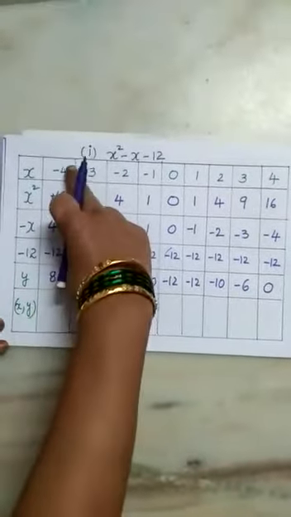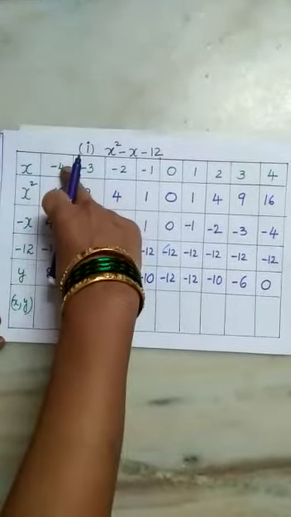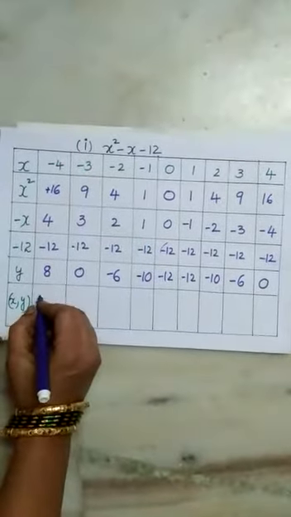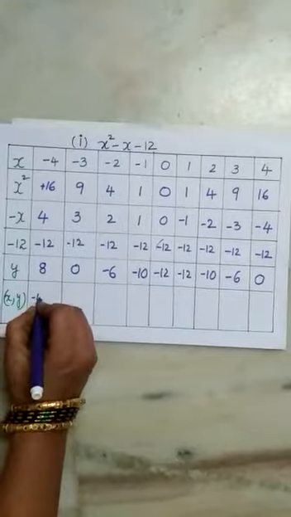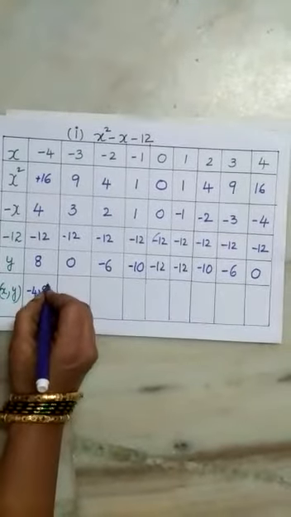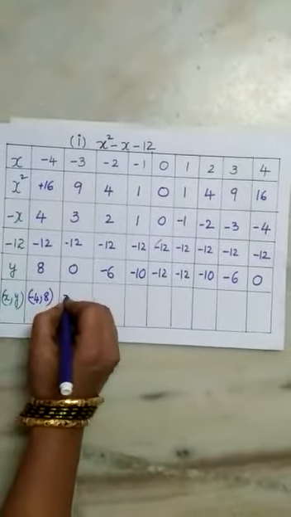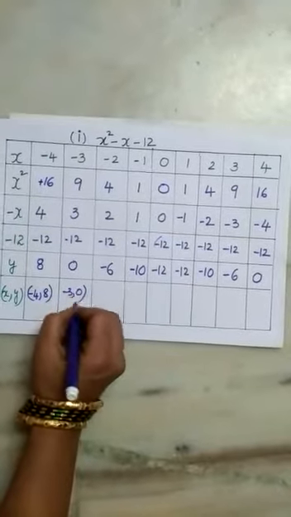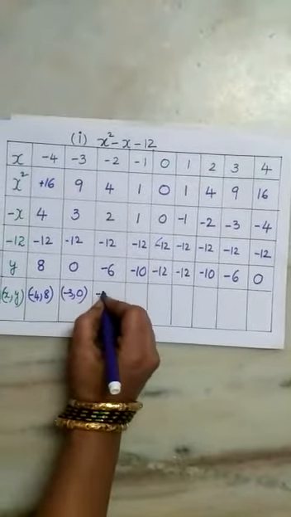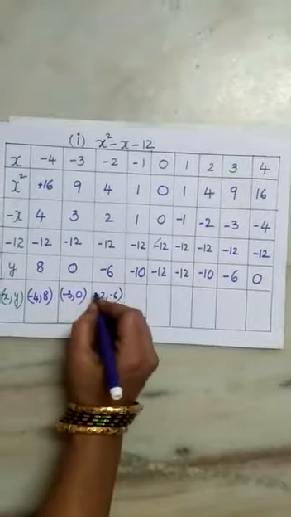Now, write the ordered pair. That means x value and y value, you make it into a pair, ordered pair, and write. That is, first one, for minus 4, the y value we got 8. Then for minus 3, we got 0. Then for minus 2, we got minus 6.